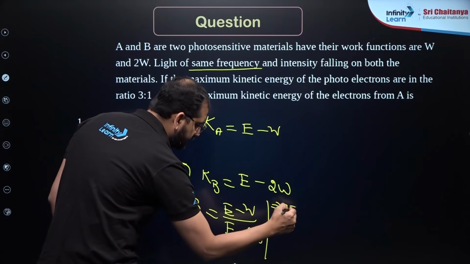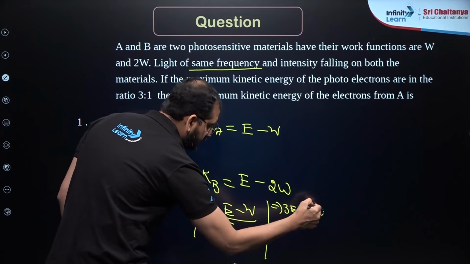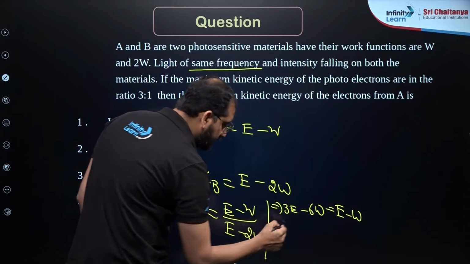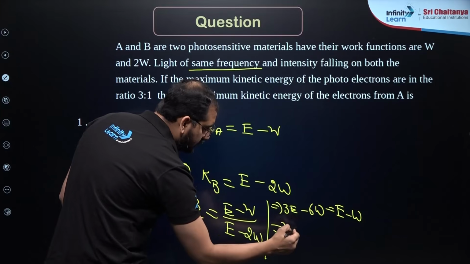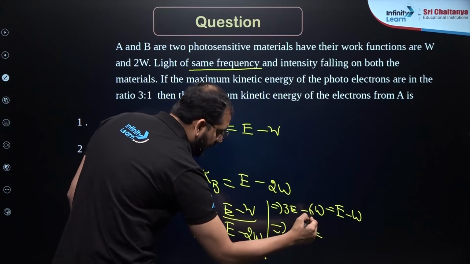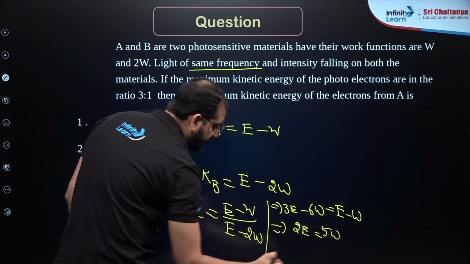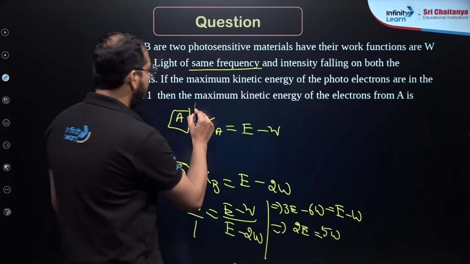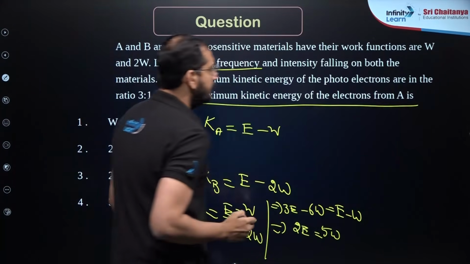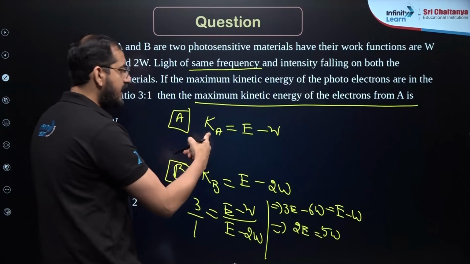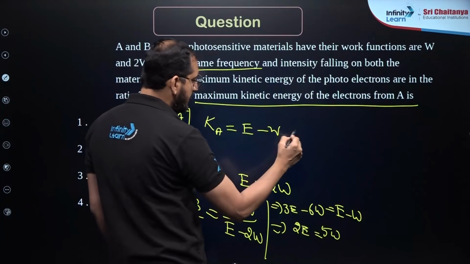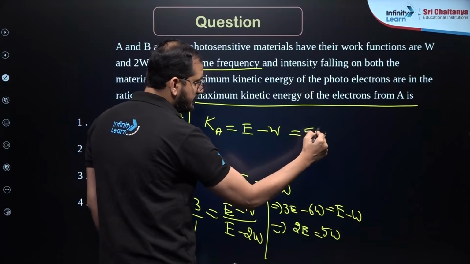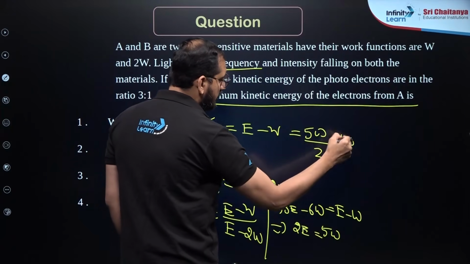3E minus 6W is going to be E minus W, right? So this is 2E and that is 5W. One relation we have. What's next? Find maximum kinetic energy for A, means Ka I need to calculate. So Ka is E minus W. E I already know from here. E can be written as 5W by 2.